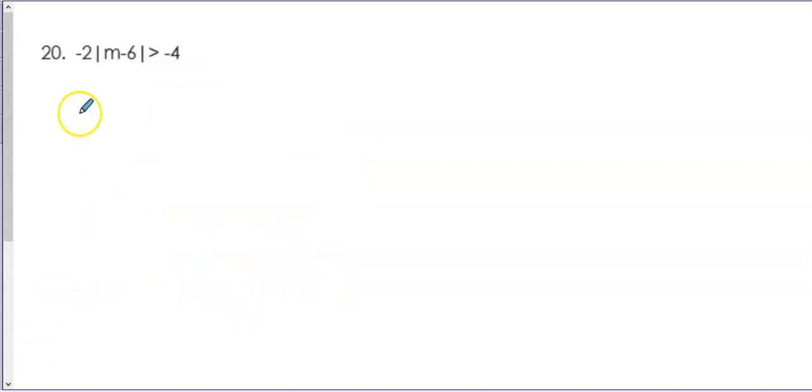Okay, so again, I want to caution you that you don't want to look at this and decide whether it's an and or an or before you isolate the absolute value, because we have to divide by -2. And when we do that, this becomes a less than, and this is a 2, and so this is an and statement. It's a less than, so it's an and.